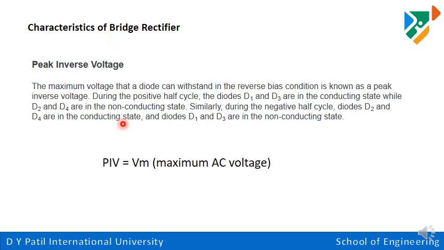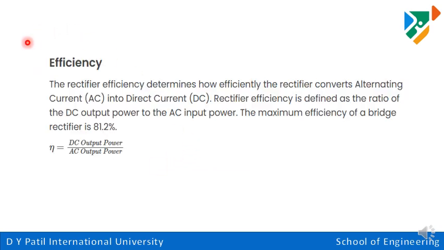Now what are the different characteristics of the bridge rectifier? As we already covered what is meant by peak inverse voltage, the peak inverse voltage of the bridge rectifier is Vm. Efficiency, as we know, is the DC output power to the AC input power, and for the bridge rectifier the efficiency is 81.2%.